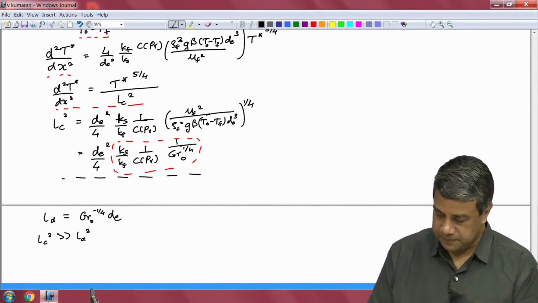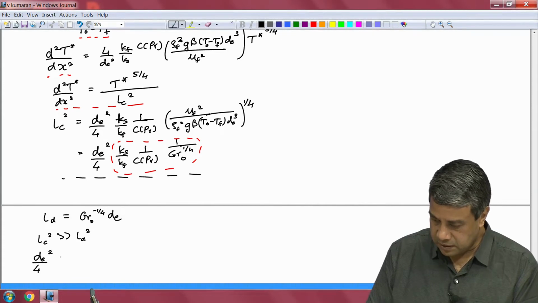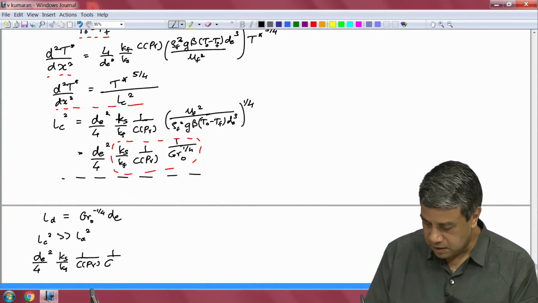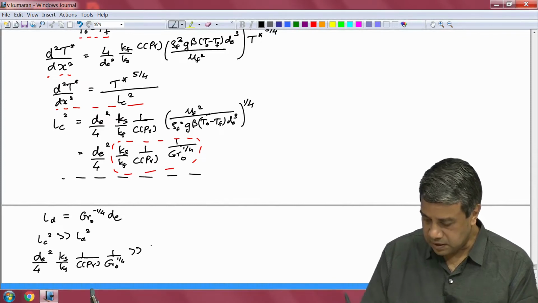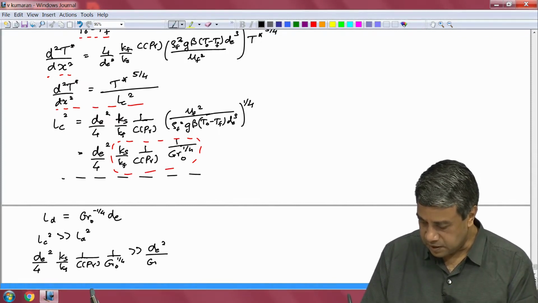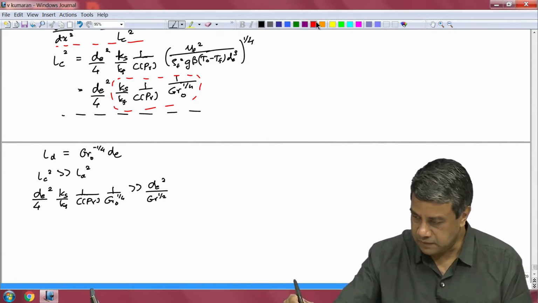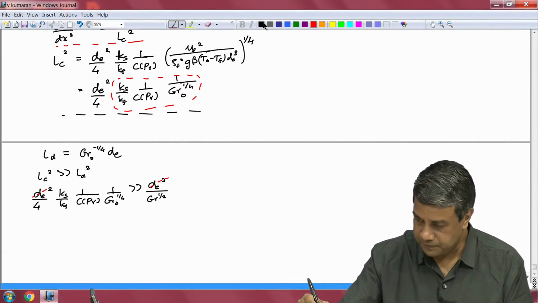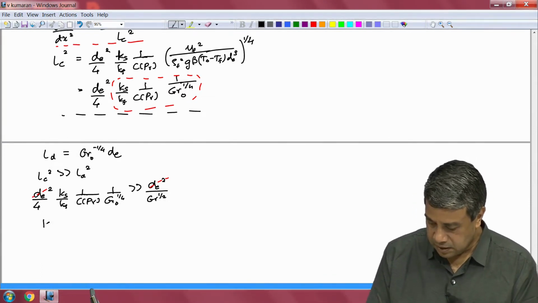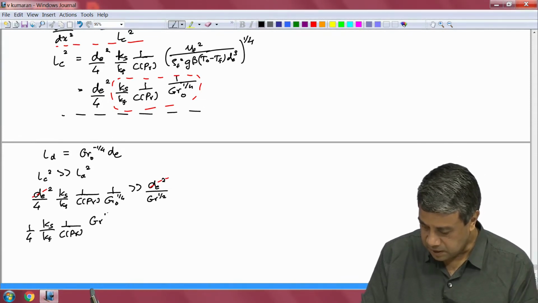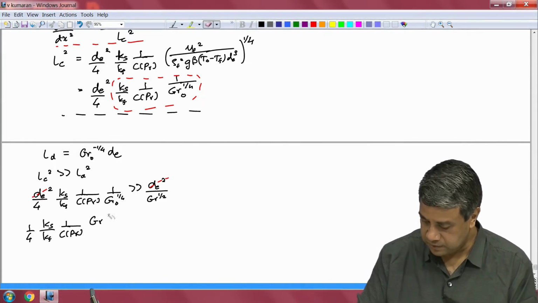Alternatively, dE square by 4 into Ks by Kf into 1 by C of Pr times 1 by Gr power 1/4 is much greater than dE square by Gr power 1/2. And the equivalent diameter will cancel out on both sides. And I require that Ks by Kf times 1 by C of Pr to the power 1/4 times Gr power 1/4 is much greater than 1.